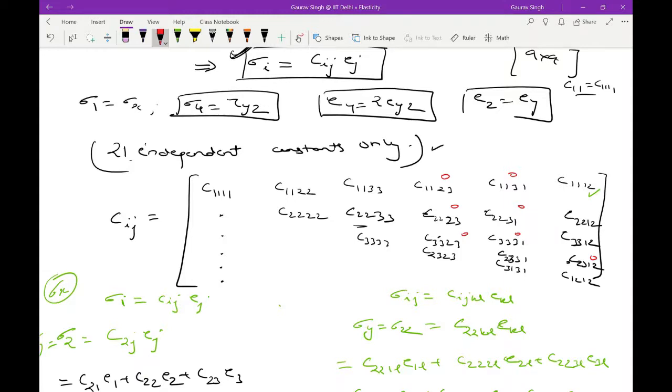So is it correct to say that C14 is equal to 0? It is correct. C24 is equal to 0. C34 is equal to 0. Then C15 is equal to 0. C25 is equal to 0. C35 is also equal to 0. And C46 is equal to 0.